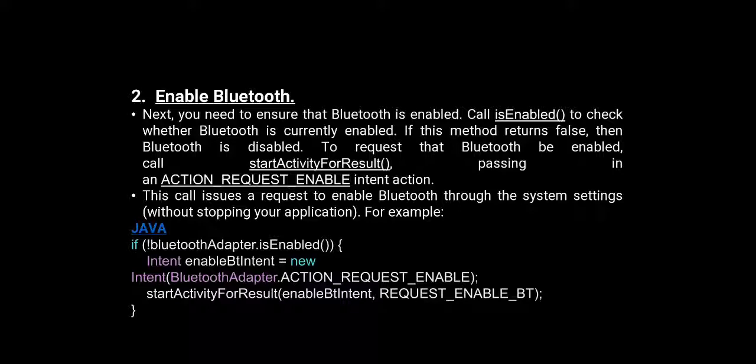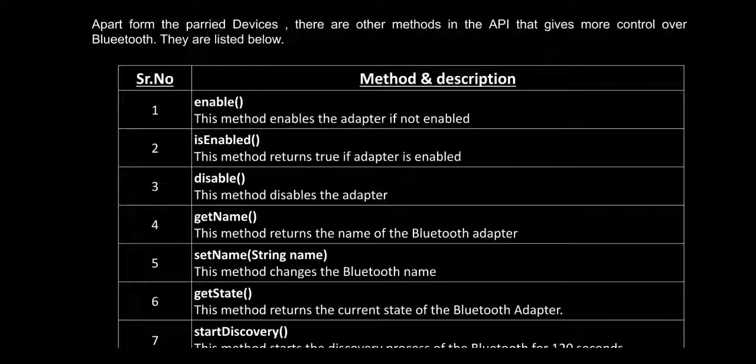Okay, this is the Java code. If not bluetoothAdapter.isEnabled, it means your Bluetooth adapter is disabled. Intent enableIntent is equal to new Intent, that is BluetoothAdapter.ACTION_REQUEST_ENABLE, and then startActivityForResult, that is enableBluetoothIntent and request enable Bluetooth, that is REQUEST_ENABLE_BT.